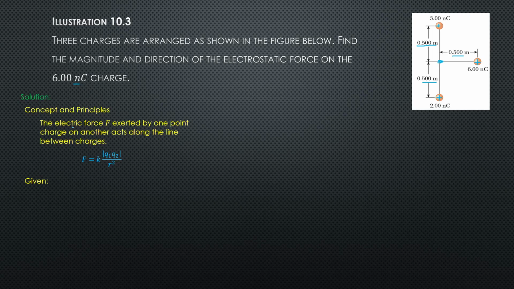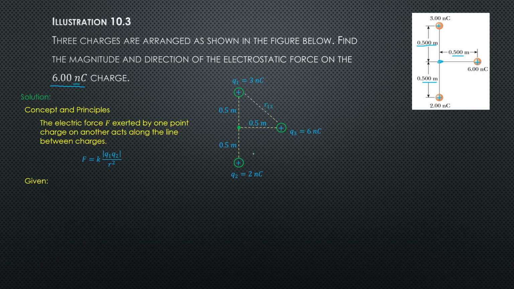Now, same concept using Coulomb's law. The electric force exerted by one point charge on another acts along the straight line between the charges. So the formula is given. Now I'll just redraw that given figure. I have assumed Q1 is 3 nanocoulomb, Q2 is 2 nanocoulomb, and Q3 is the 6 nanocoulomb, which is this one. Distances 0.5, 0.5, and 0.5, similar to the figure itself.